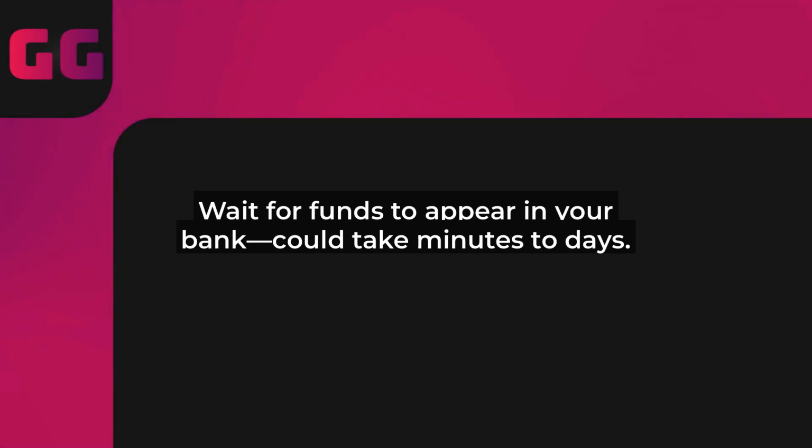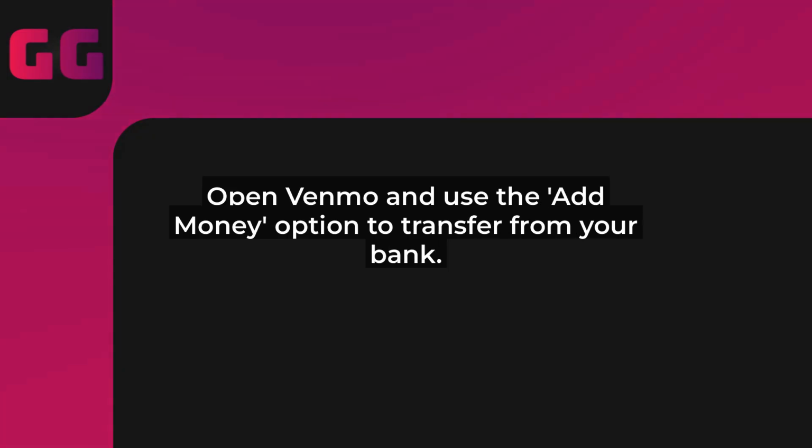Once the funds are in your bank account, it's time for step 2. Open the Venmo app. Go to your Venmo wallet or balance section and look for the Add Money or Transfer In option. Link your bank account if you haven't already, then select it as the source and enter the amount you want to add. Hit Confirm, and voila! The money should appear in your Venmo balance shortly.